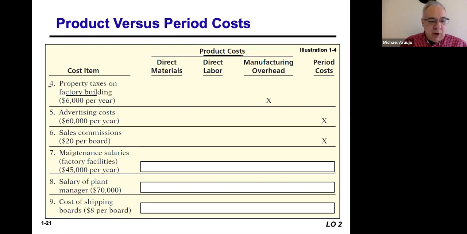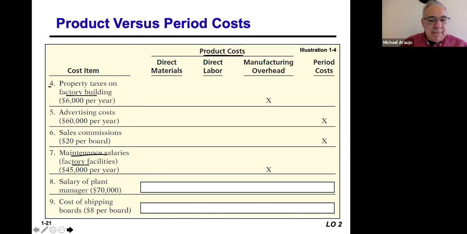Here is an interesting one. You have the salaries of all the maintenance people in the factory. So they're actually maintaining the factory. That would be part of manufacturing overhead, because yes, they are indirectly related to the product, since they're cleaning up the factory and making sure things run well. So it is product related, but it's not direct materials, not direct labor. It's overhead.